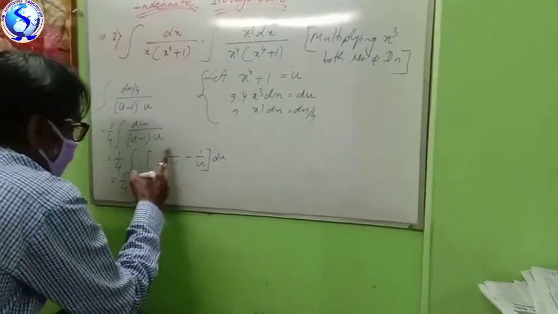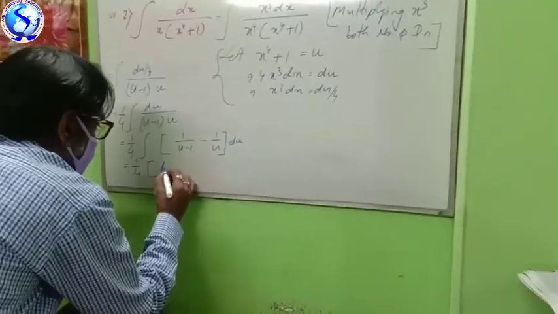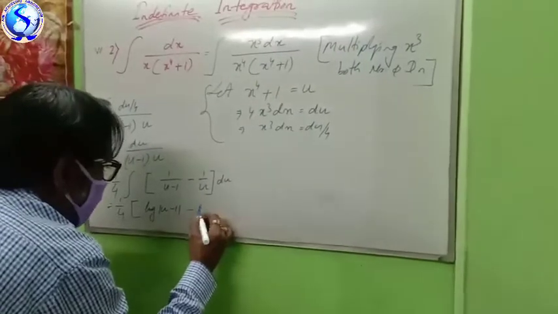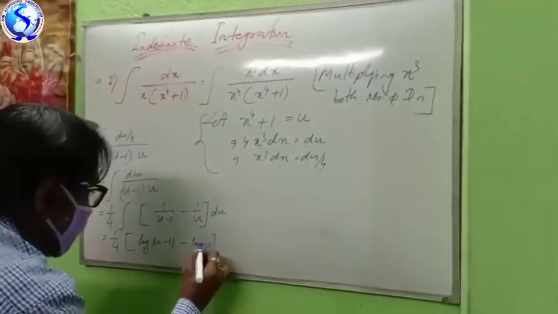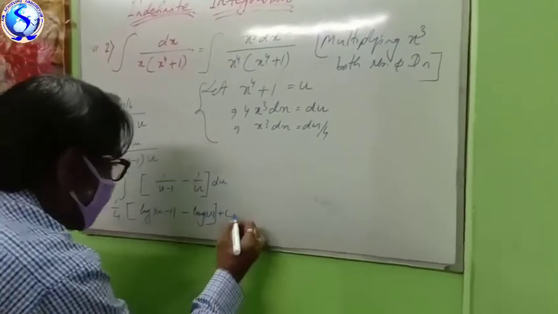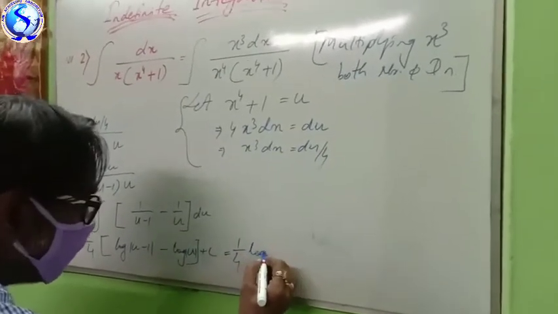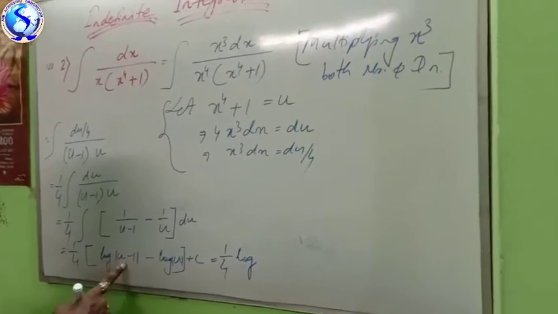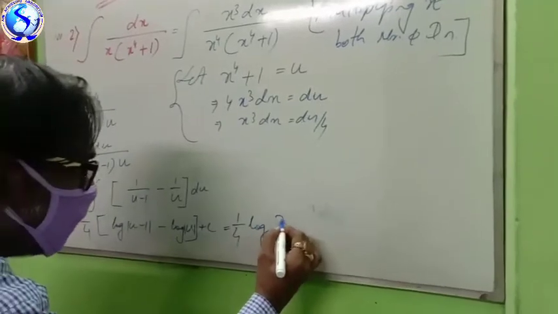What is the integration of 1 by u minus 1 du? This will be log u minus 1 minus log u, bracket close. Okay, u you have to give mod here, and plus the integration constant. Now you see 1 by 4 log, what is the value of u? Tell me, u minus 1 will be how much? u minus 1 will be x to the power 4.